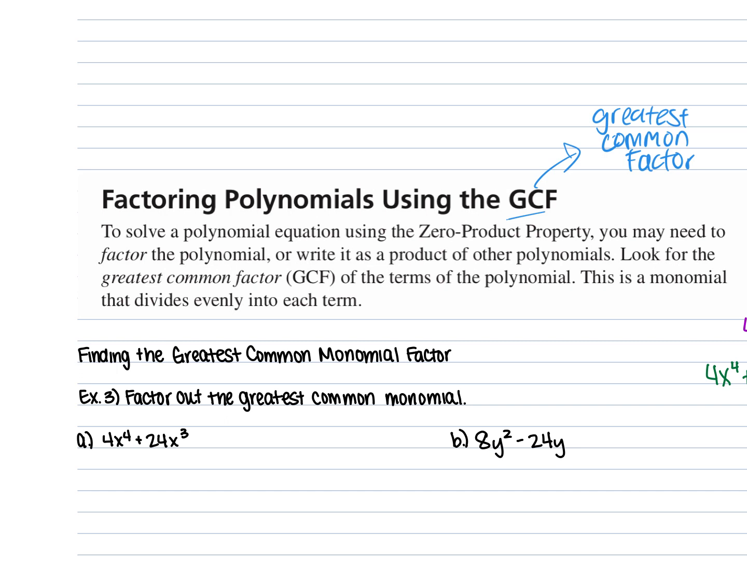Greatest means that it's the largest thing that you can pick, correct? Common, what does common mean? Like they're similar, they're the same. It's shared between the 2 of them. And what's a factor? Multiplication, okay? So we're thinking about things that are multiplied, that are in common, and it's the biggest, okay?